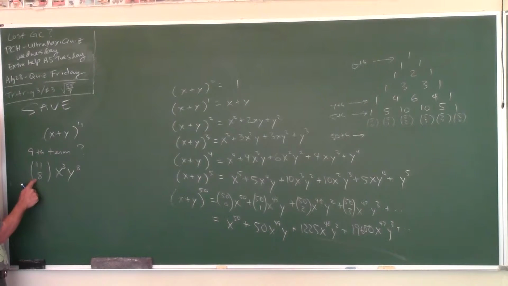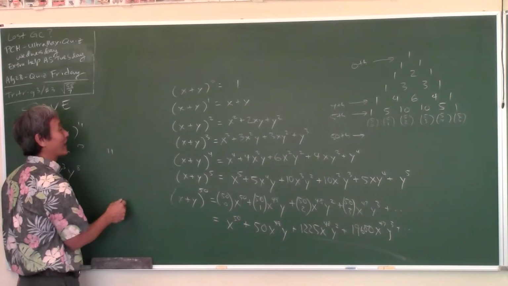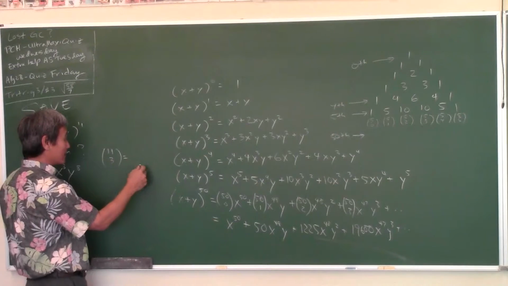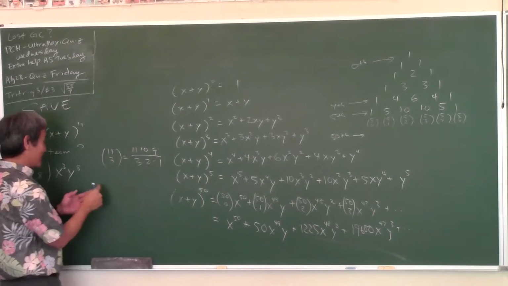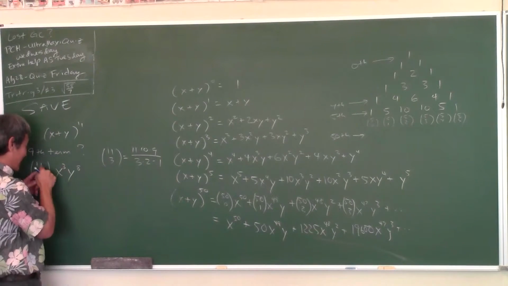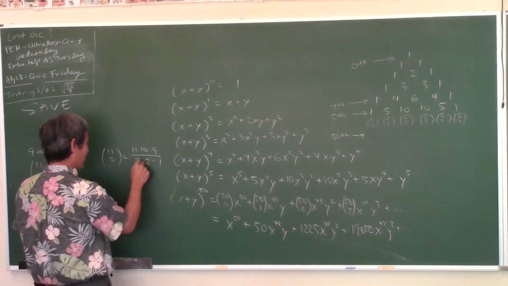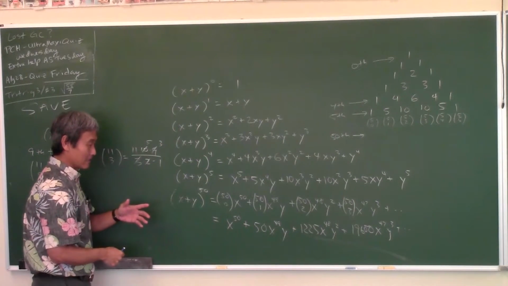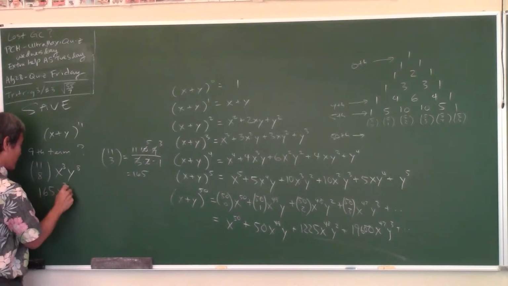How do you compute this? This is good practice for tomorrow's quiz. How do you compute 11 choose 8? Well, 11 choose 8 is the same thing as 11 choose 3, remember? And why do you want the smaller number on the bottom? So you can go 3 times 2 times 1, and then 11 times 10 times 9. Isn't that better than putting 8, 7, 6, 5, 4, 3, 2, 1 on the bottom? Yeah, you want a smaller number on the bottom. And then let the canceling begin. 3, 5, 15 times 11 is 165. So 165 x cubed y to the 8th.